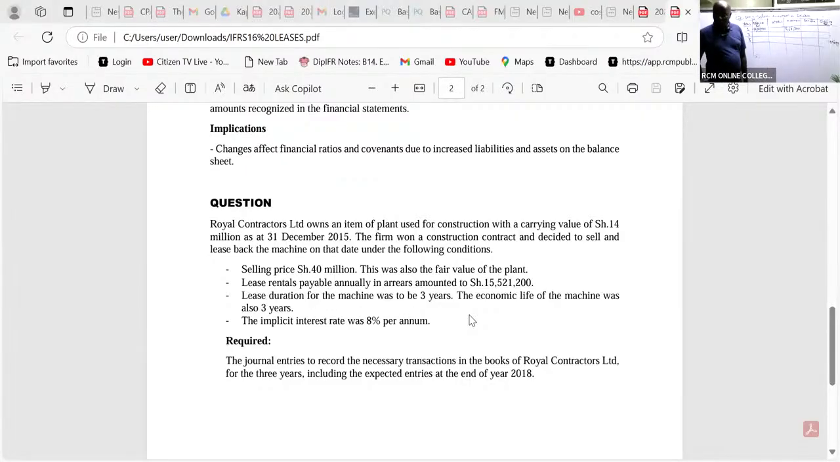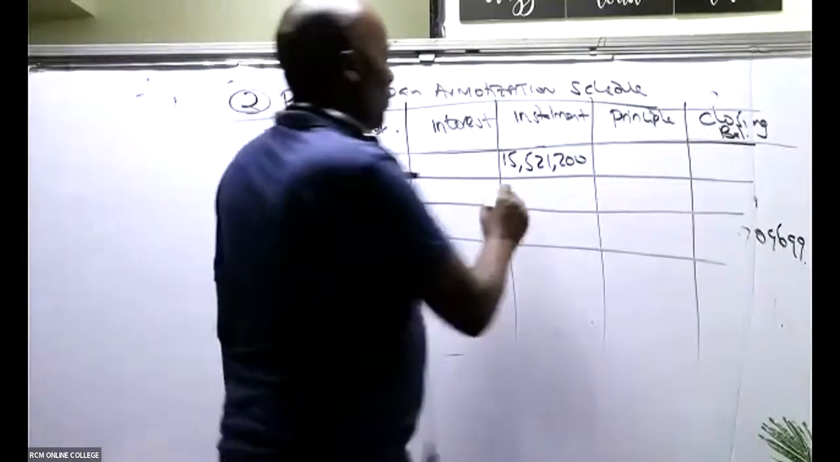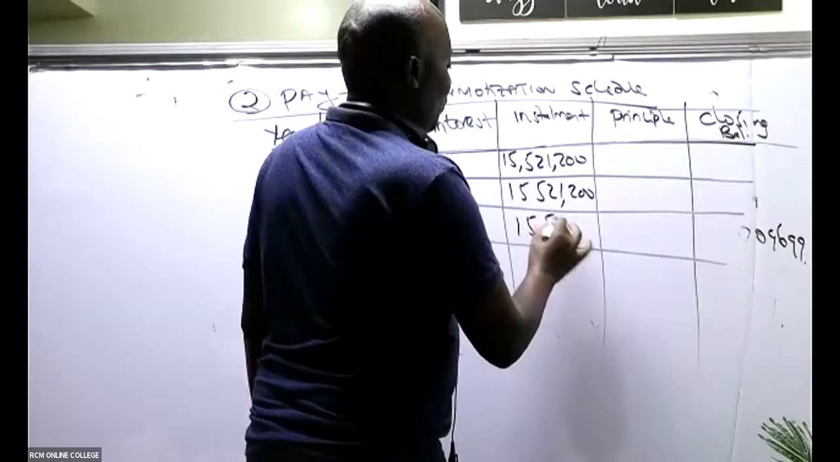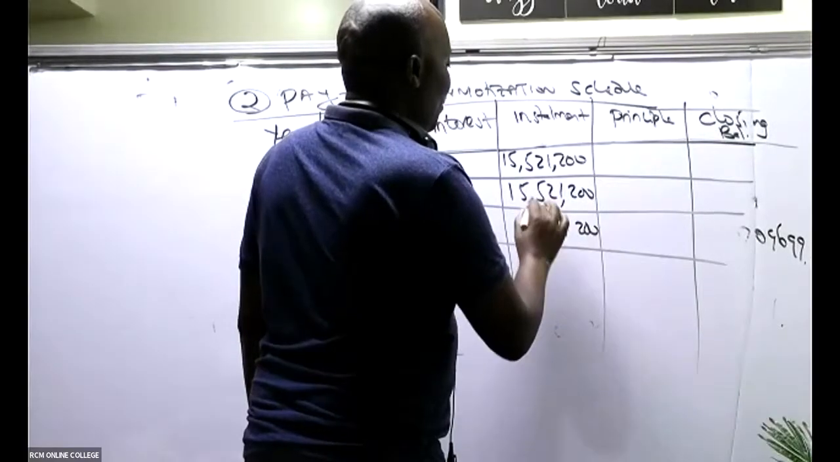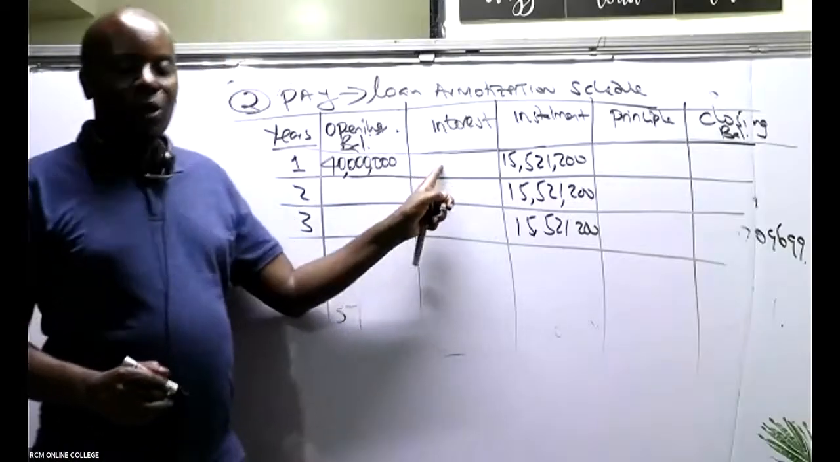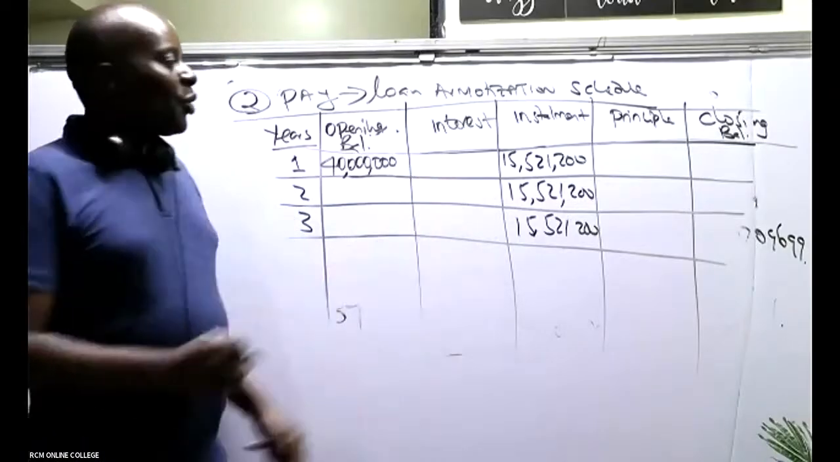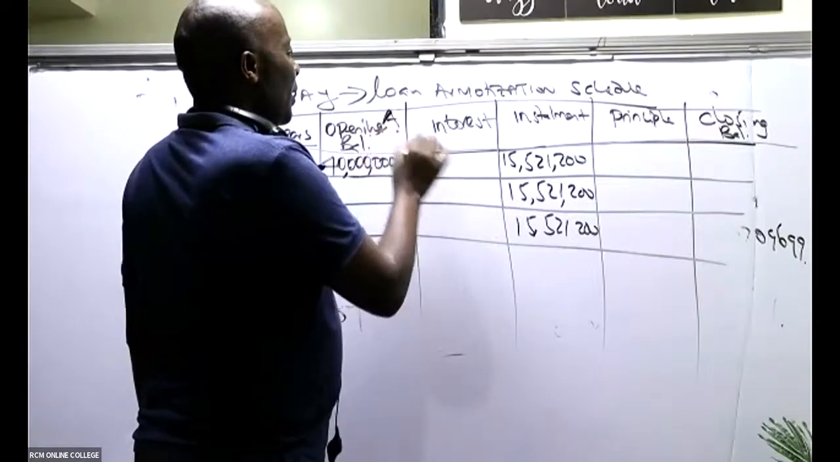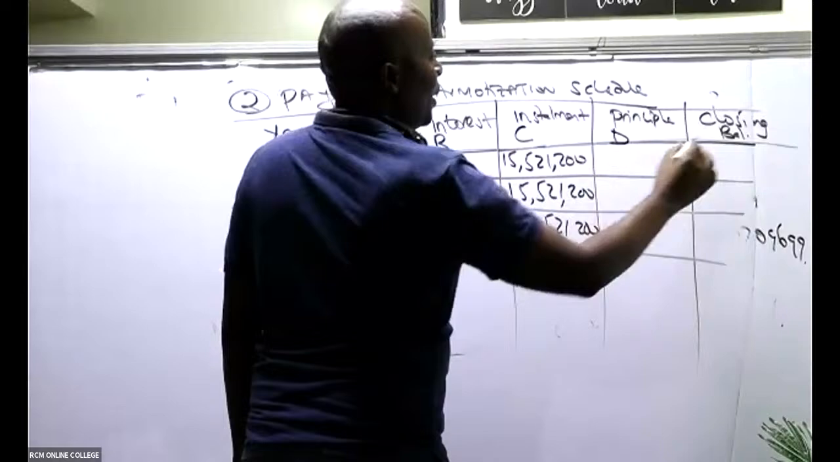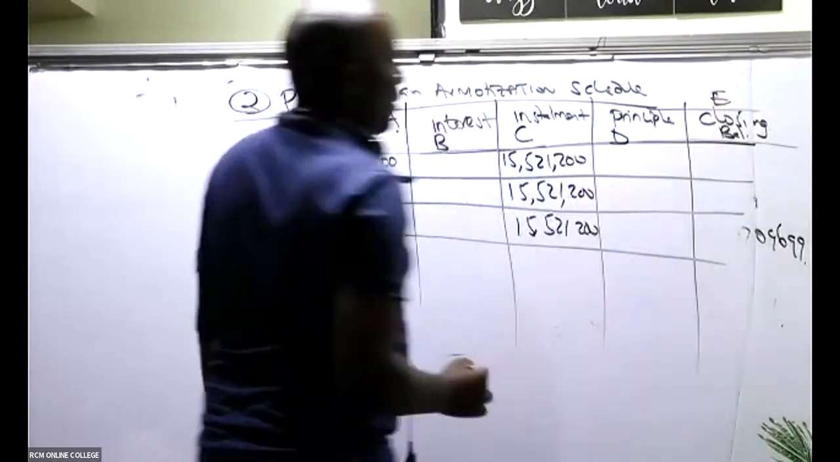Remember, we are paying this on an equal basis. Let's pay it, 15,521,200. Remember, it can't be that easy. There will be issues like interest. So remember, this is our column A, this is our column B, this is our column C, this is our column D, and this will always be our column E.